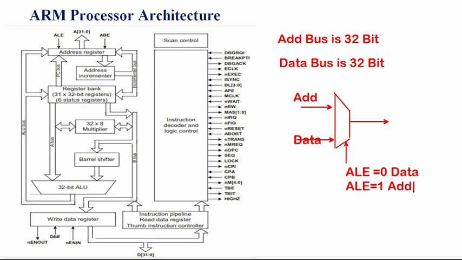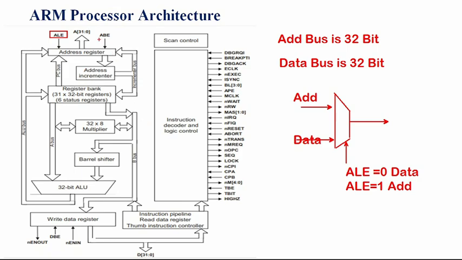What do you mean by ALE, sir? ALE stands for address latch enable. Address latch enable is used to enable the address bus or the data bus. Whenever ALE is equal to 0, the data bus will be selected, and whenever ALE is equal to 1, the address bus will be selected. So this is the control signal where you enable whether you want the address bus or the data bus. Both are multiplexed together, 32-bit and 32-bit. Only one bus will be available at a time. So that is all about your address bus and data bus.